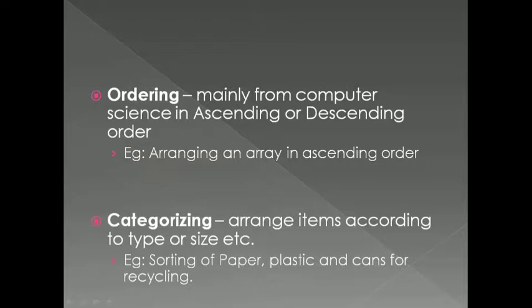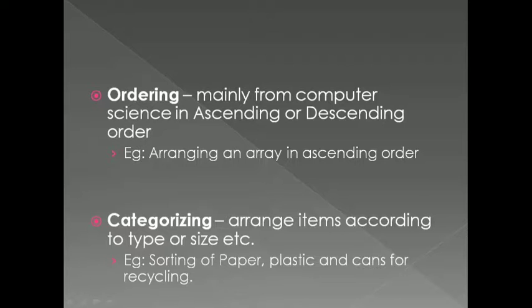From the definitions, we understand that there are two ways of understanding sorting: one is ordering, and the second is categorization. Ordering, as we understand from our computer science perspective, is when we have items in ascending or descending order. Like if I am arranging my array in ascending order, that is ordering of items. If I have a dictionary in which all words are arranged alphabetically, that is also another way of ordering.